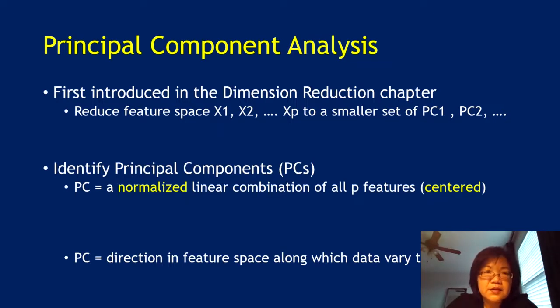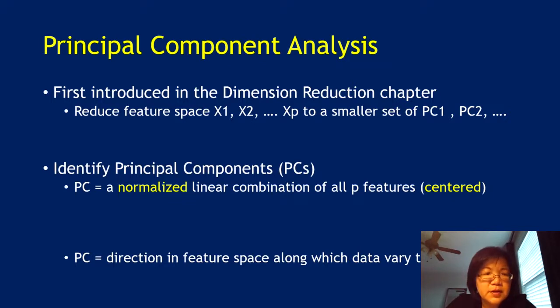There are two main methods of unsupervised learning that we're going to talk about. One is principal component analysis. The other one is clustering. In this lecture, we'll focus on principal component analysis. We first introduced principal component analysis in the dimension reduction chapter, where we had the challenge of having too many features, the X features. What we want to do is consolidate the X features into a smaller set, and we call those principal components.